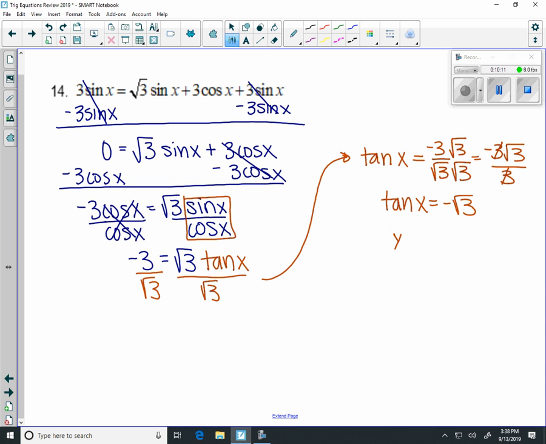So here, tangent is radical 3 at our pi over 3's. Tangent is negative in quadrants 2 and 4. So our quadrant 2 pi over 3 is 2 pi over 3, and our quadrant 4 pi over 3 is 5 pi over 3. Those are pi apart.